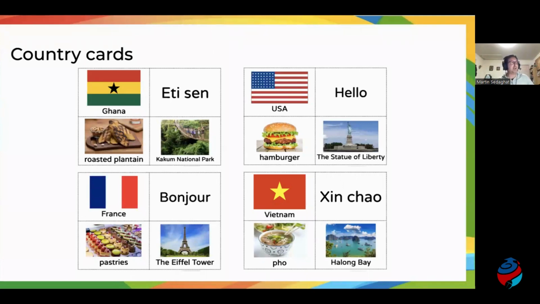I think now we've got up to, I want to say, 25 or 30 different countries, and they know them. As soon as I say the country, they'll say hello. They go, oh, Statue of Liberty. You can do a lot of fun stuff with this too.